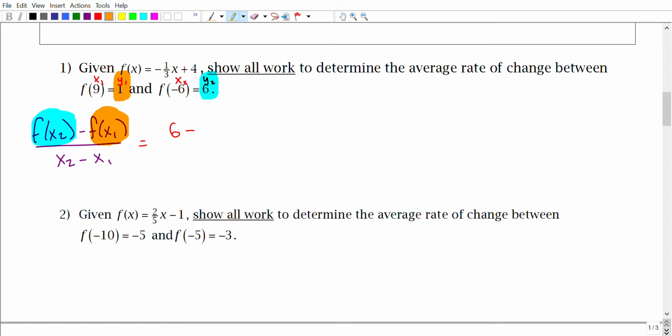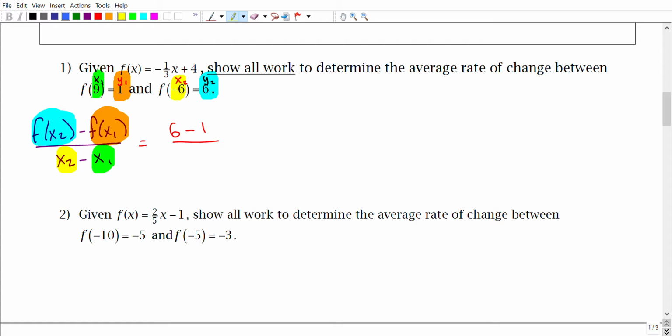Okay, so what number was that? That was just a 1. So 6 minus 1 over. Now I just have to use my x1 and x2, which are right here. Okay, so my x1 and x2.